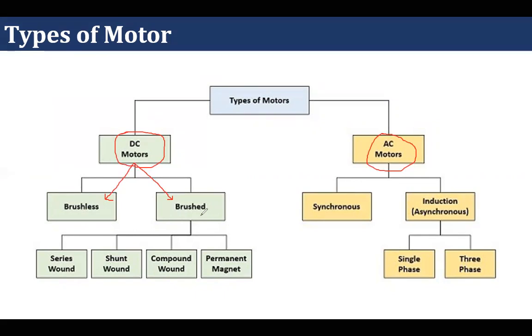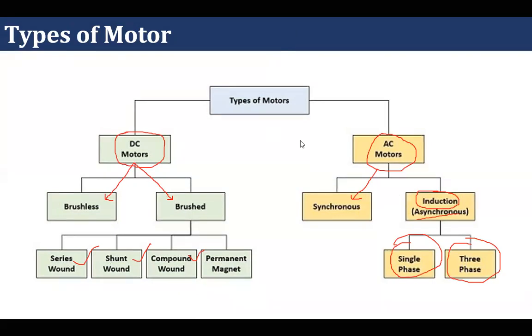If it is self-excited type, then it could be of series or shunt or compound or permanent magnet type DC motor. Similarly, AC motor is of two types, synchronous and asynchronous. Asynchronous AC motor is also known as induction motor, and depending on the AC supply, it could be of single phase induction motor or three phase induction motor. These are the very basic types which have been shown here.